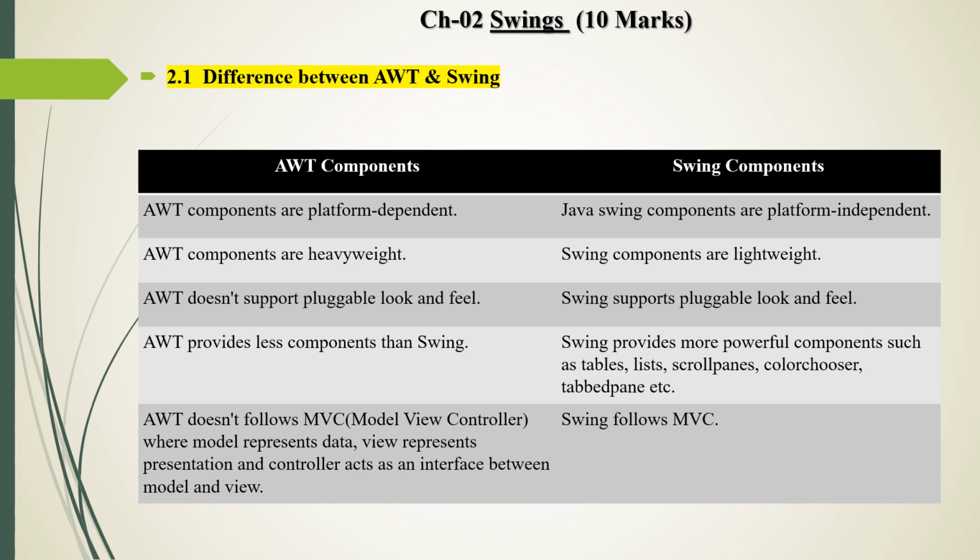Swing provides more powerful components such as table, list, scroll pane, color chooser, tabbed pane, tree, etc. And the last difference between AWT and Swing is AWT does not follow MVC, that is Model View Controller, where model represents data, view represents presentation, and controller acts as an interface between the model and view. And Swing follows MVC. So these are some points regarding the difference between AWT and Swing.